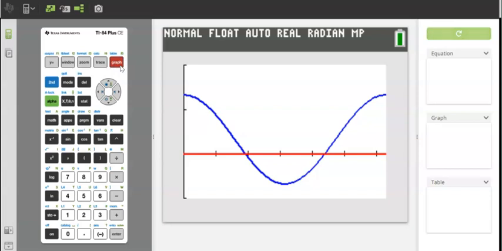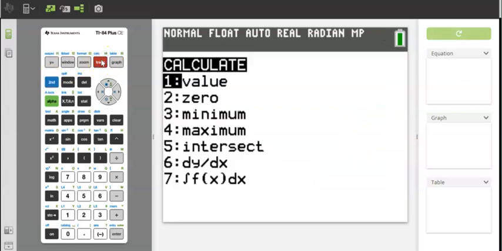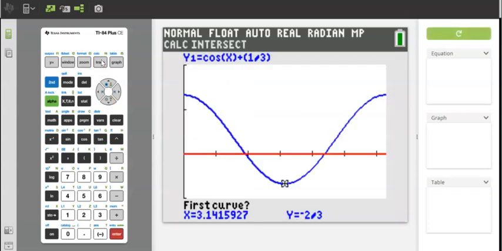Now, a lot of you probably know about the trace feature on here, but that's not what I'm going to do. Instead, I'm going to hit second calc, which is the trace button. So I'm going to do second trace. And you see down there on number 5, it says intersect. I'm going to hit enter on that.